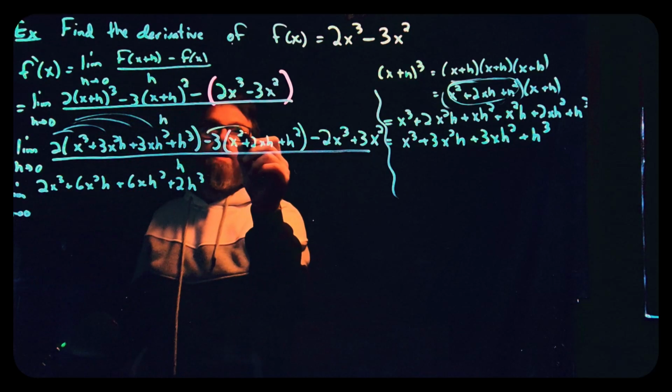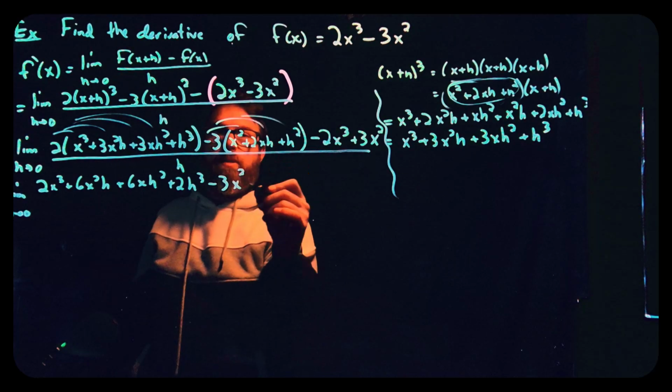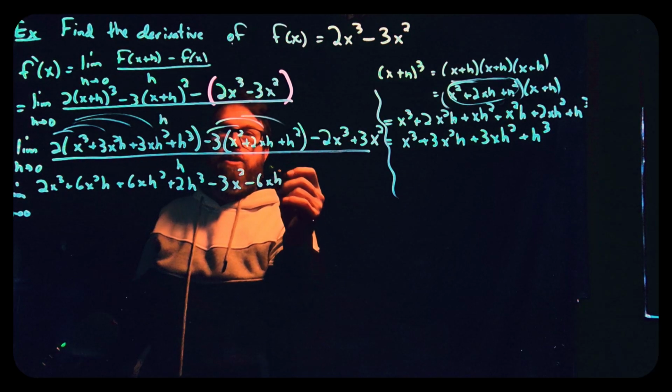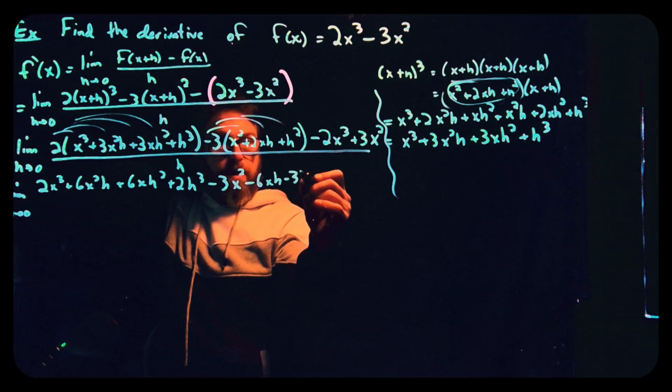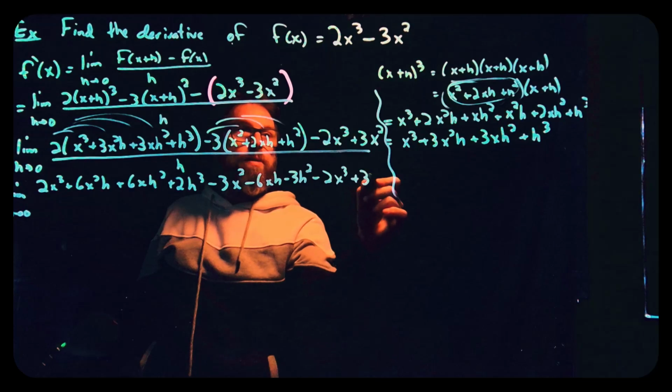And similar, we're going to do a 3 to these 3 terms. So this is minus 3x squared. Minus 3 times 2 is going to be minus 6xh. And then minus 3 times h squared is minus 3h squared. And we still have this minus 2x cubed plus 3x squared.